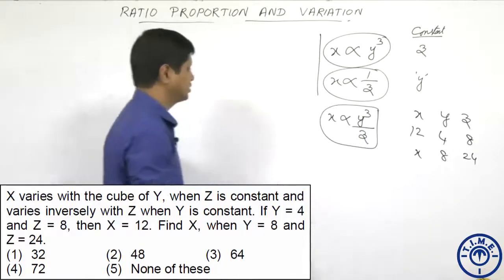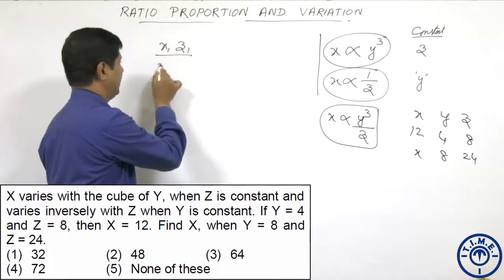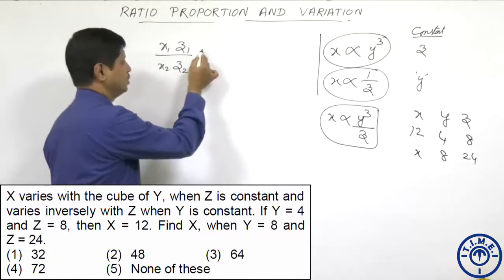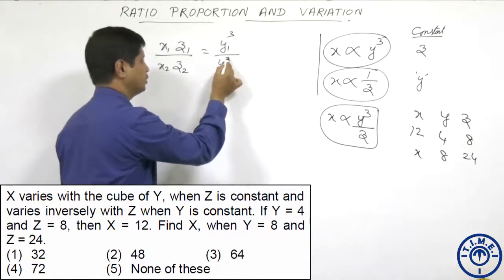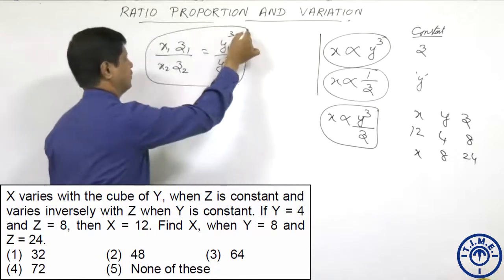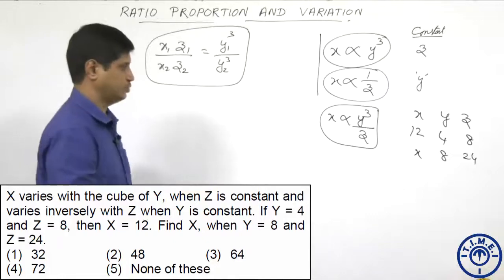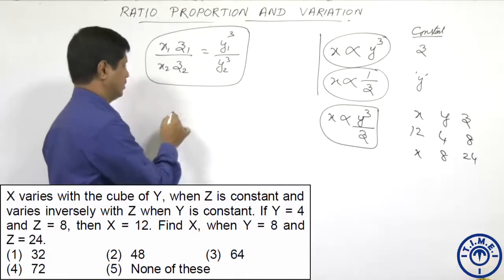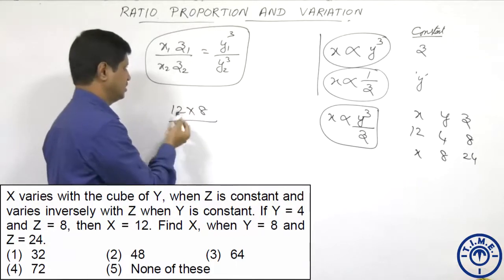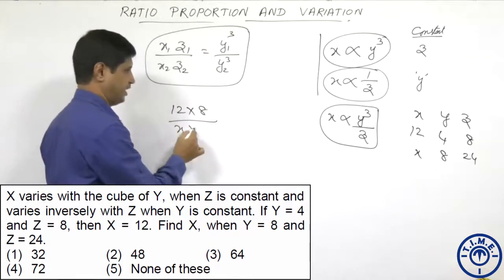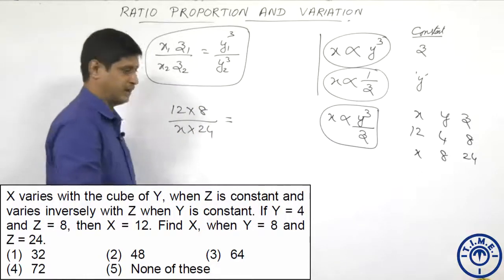Now what is the relation? x1 z1 by x2 z2 is equal to y1 cube by y2 cube. Now substitute the values and simplify the results, the value of x2. Now substitute the values: x1 and z1 are 12 and 8, x2 and z2 are x and 24, and the y1 value is 4.